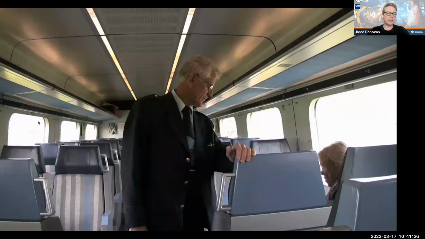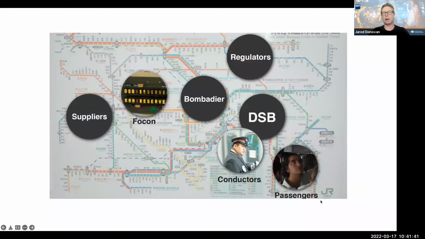The interesting thing in this case was that the people who actually use this system are the train conductors and the passengers. But on the next slide, the company sits within a larger value network: the suppliers they work with, the train manufacturer Bombardier, the regulators, the national train carrier DSB, and then the conductors and the passengers. So I think participatory design also invites us to think about not just the end users as participants, but also a whole range of stakeholders.